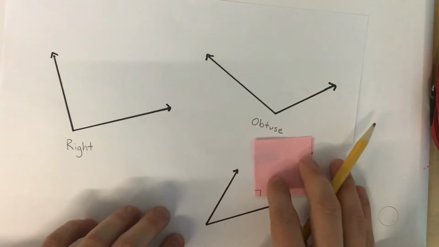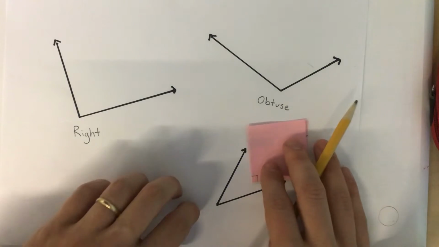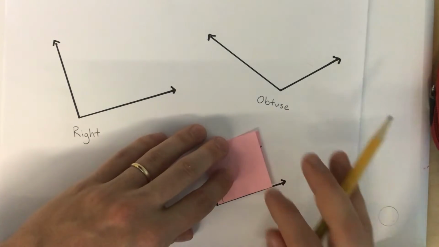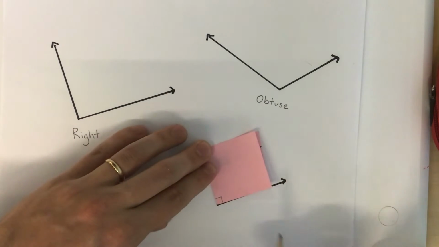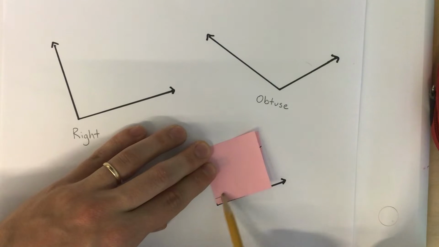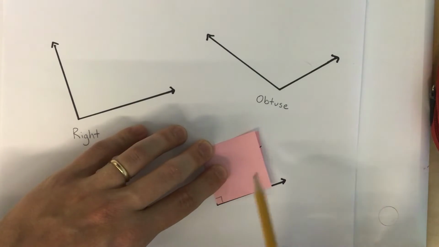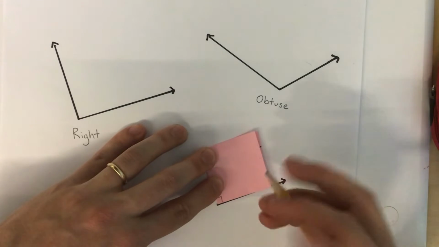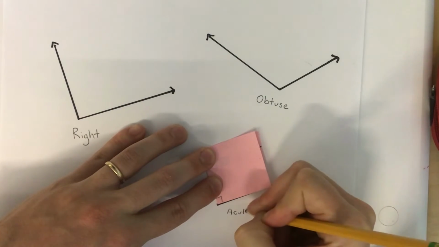Finally, we have our last angle here, and you might have already guessed which kind of angle we have. Once again, I'm going to line up my right angle template along one of the sides. And in this case, we have the other line of the angle completely covered by our right angle template. And so if the other line fits inside the template, that means it's smaller than 90 degrees, meaning that we have an acute angle right here.